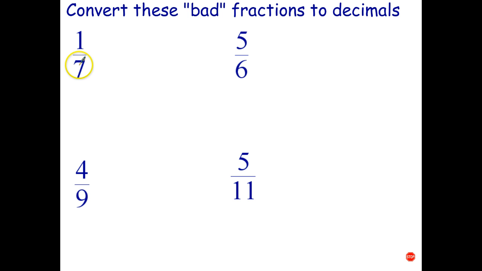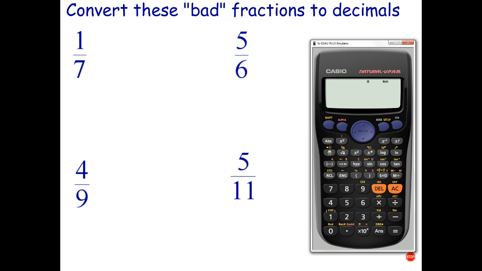For example, 1/7. Because it doesn't go nicely, 1/7 can't be converted into tenths or hundredths or thousandths. So we're going to have to turn it into a decimal. The easiest way to do that is to use a calculator. So let's just go ahead and go 1 divided by 7, and either it'll terminate or it will repeat. Let's see which one happens in this case.